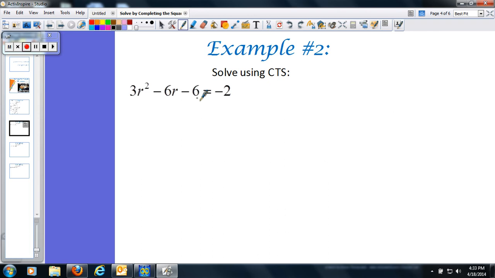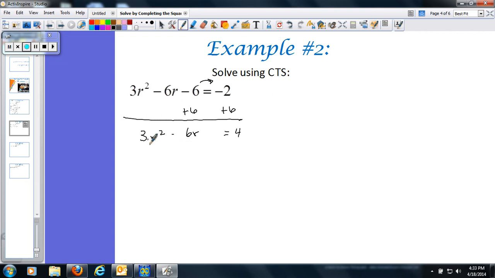So, again, first thing we're going to do is move C to the other side. So I'm going to add 6 to both sides. I get 3r squared minus 6r. I'm going to leave a space. Equals, oops, not 6, it's actually 4. Okay? So first thing we had to do is move C to the right side.